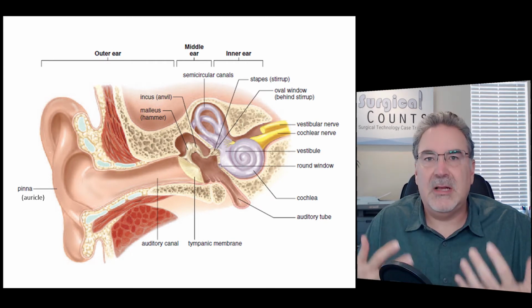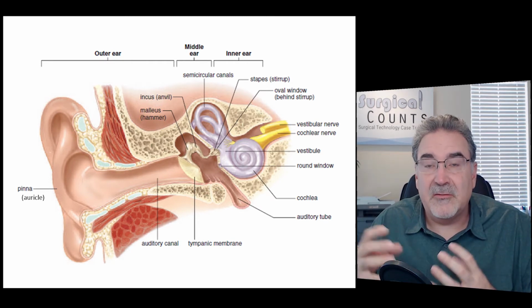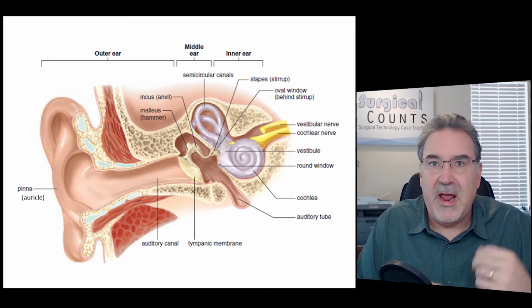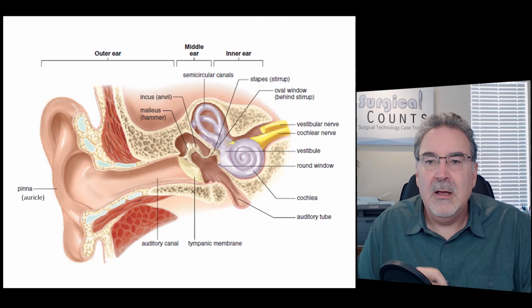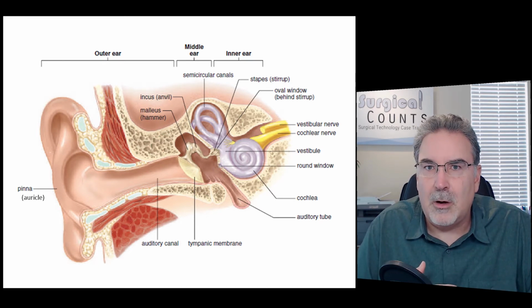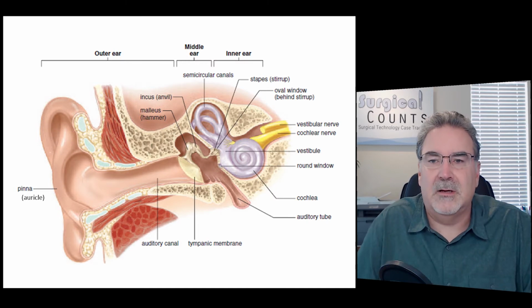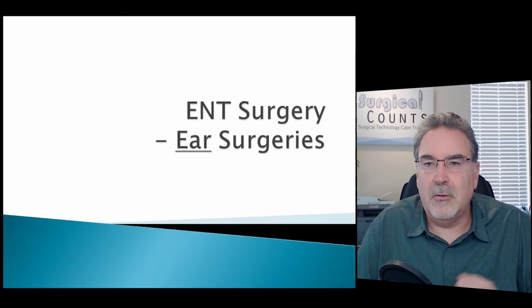So given the complexity of the ear and all these different parts that have to work together in order for sound to be transmitted from the air all the way through to the brain, there are many different things that could go wrong, and therefore there are many different surgeries that we can perform in order to correct those things. So let's take a look at some of those here.